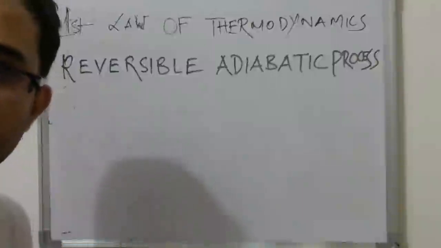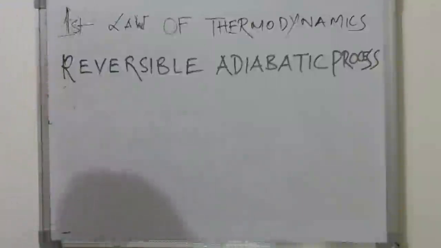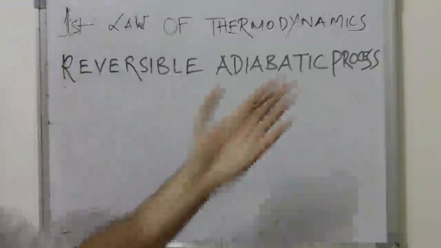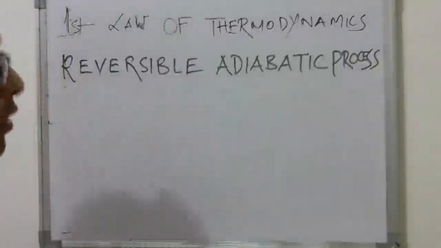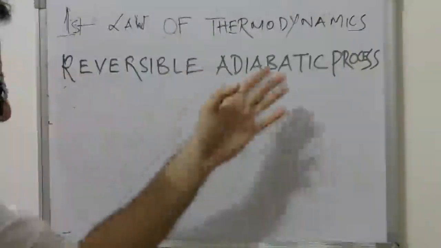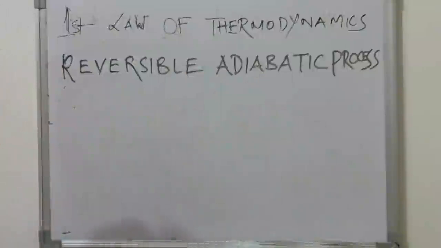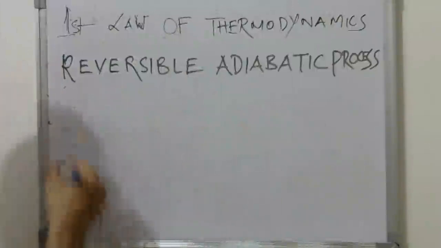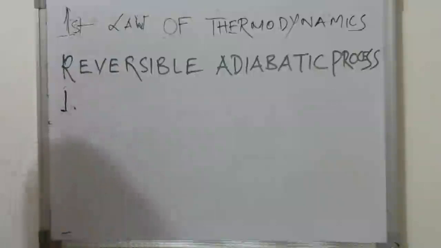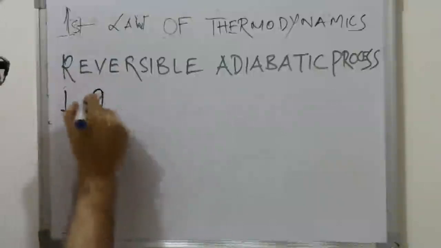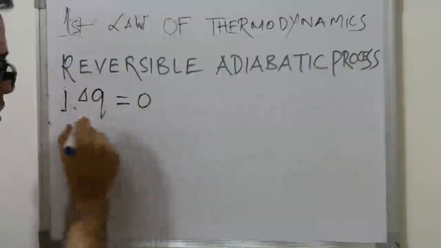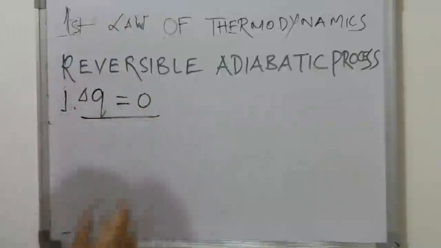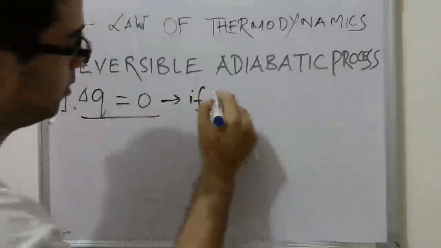Okay, so our next topic is reversible adiabatic process. Now, what is an adiabatic process? An adiabatic process is defined quantitatively by two things. First thing is the heat added or subtracted to the system is zero. This is only possible if the process is very fast.